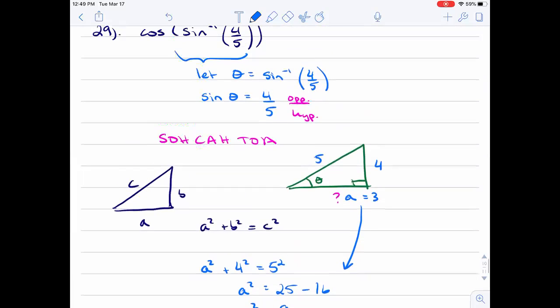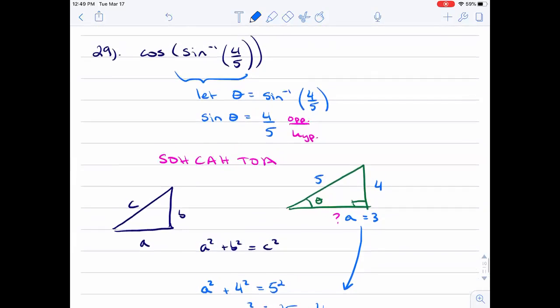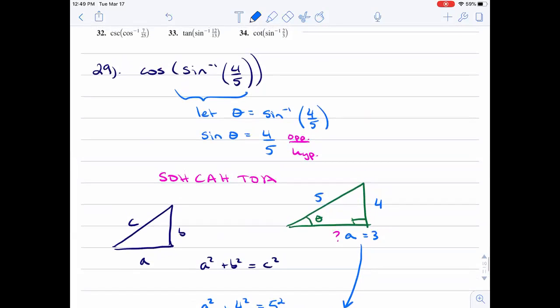So now we know what triangle this theta is in. And so what we want to do is remember that this theta is what we said this whole thing is. So now I just want to take the cosine of this. But the cosine is the adjacent over the hypotenuse, right? So CAH TOA. And so the adjacent over hypotenuse puts me at 3/5.